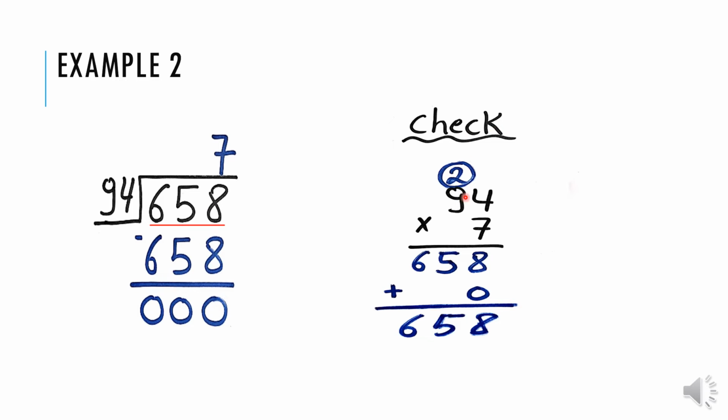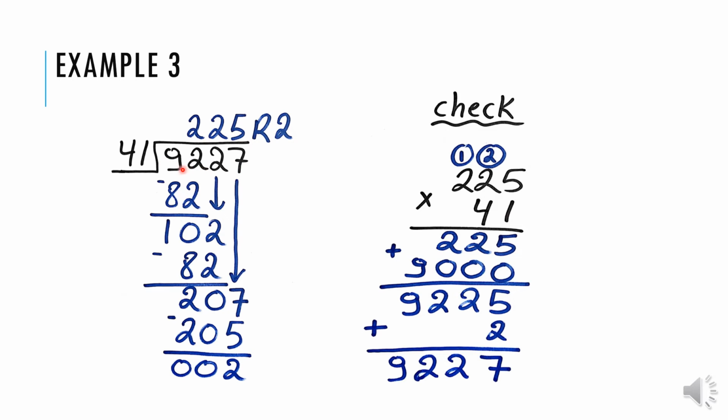Now you have to check your answer. You multiply the quotient by the divisor and then you add the remainder. So it's 94 times 7. 7 times 4 is 28. 8 down, 2 over the 9. 7 times 9 is 63. Plus 2, it's 65. Now you add to this answer the remainder. So you add 0 since the remainder is 0. The answer will not change.